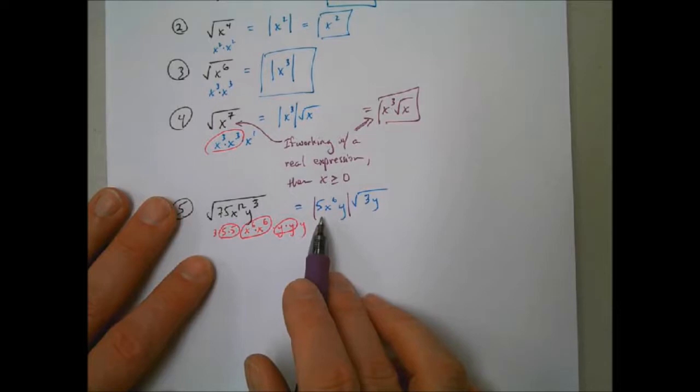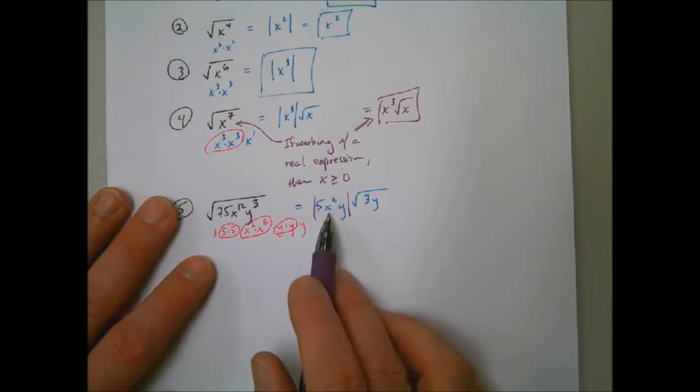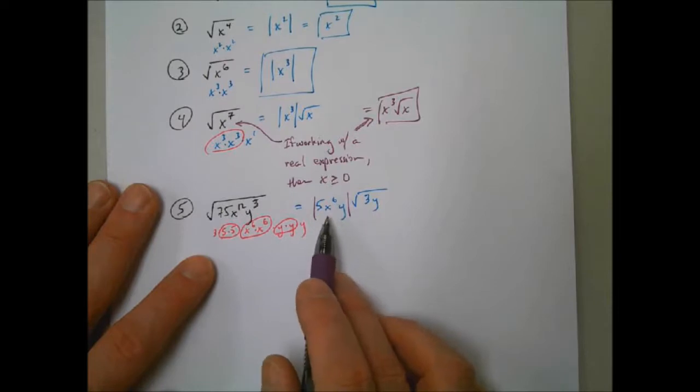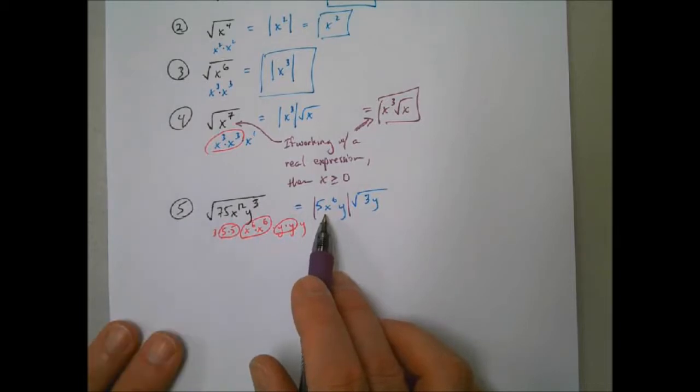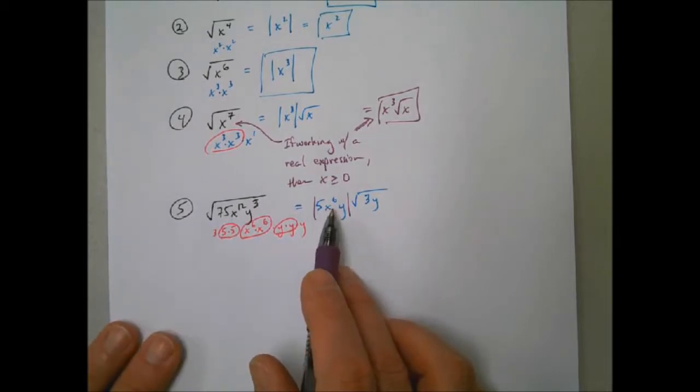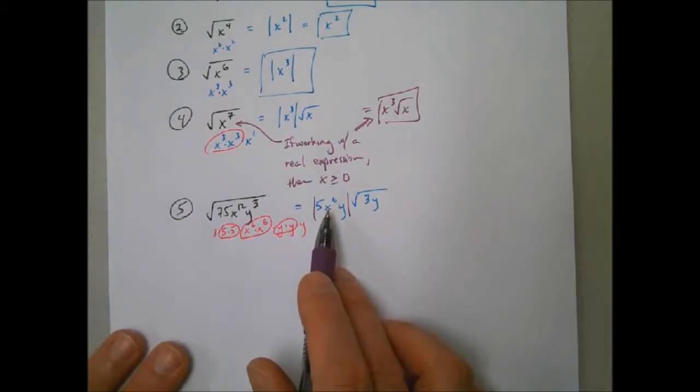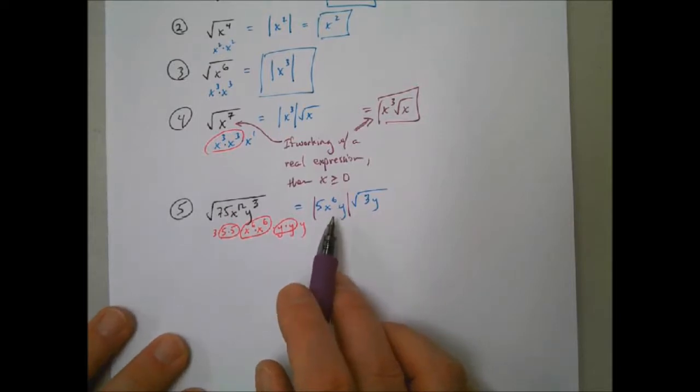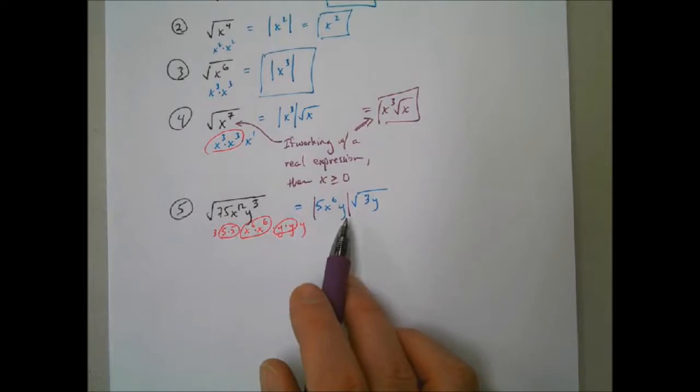Okay, now do I need the absolute value around the 5? No, obviously we don't need absolute value around the 5. Do I need absolute value around the x to the 6? Well, x to the 6, that's an even exponent out there. And so we don't really need the absolute value around the x to the 6, because even if x is negative, a negative to an even power on the outside will not give us a negative result.